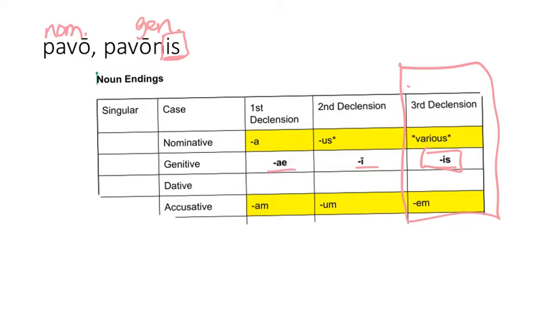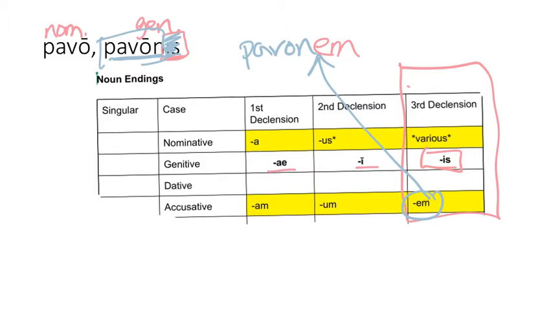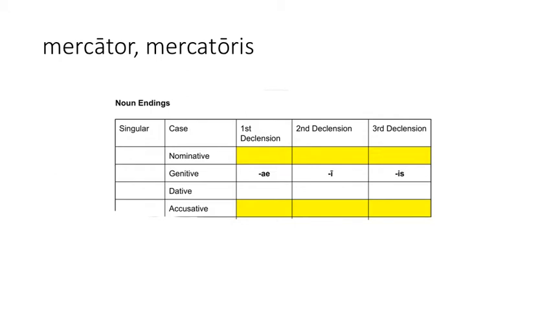What's the stem? How are we going to grab that stem so we can make the accusative form? We're going to get the word pavon, P-A-V-O-N. That is everything except the genitive ending. Then we're going to go to the chart, grab that EM, and pop it onto the end of that word. So there it is, the accusative singular, pavonem. Nice job there.